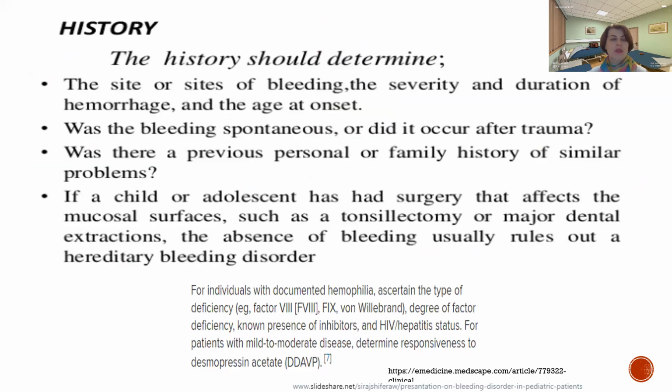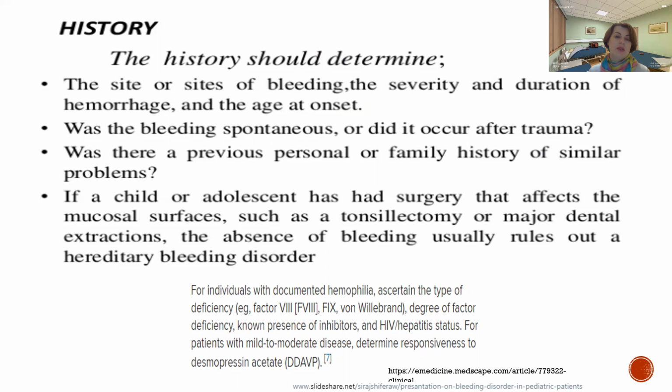The history should be determined for all patients with hemophilia: the site or sites of bleeding, the severity, the duration of the hemorrhage, and the age at onset. So do not concentrate only on the current hemorrhage; ask the patient about previous ones too, and their course. You should ask the patient, was the bleeding spontaneous or did it occur after trauma?